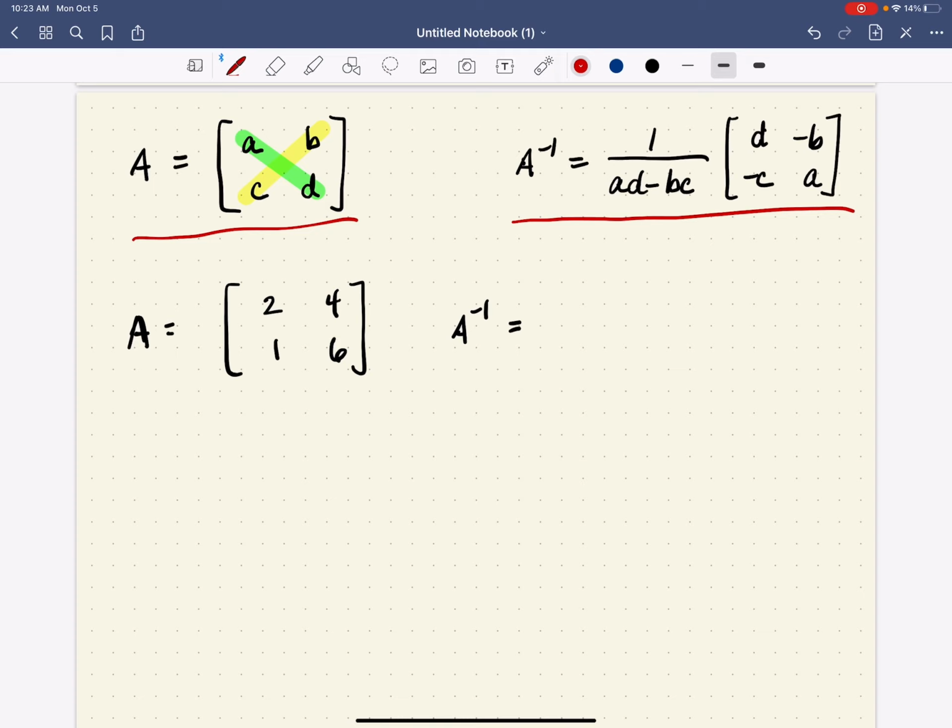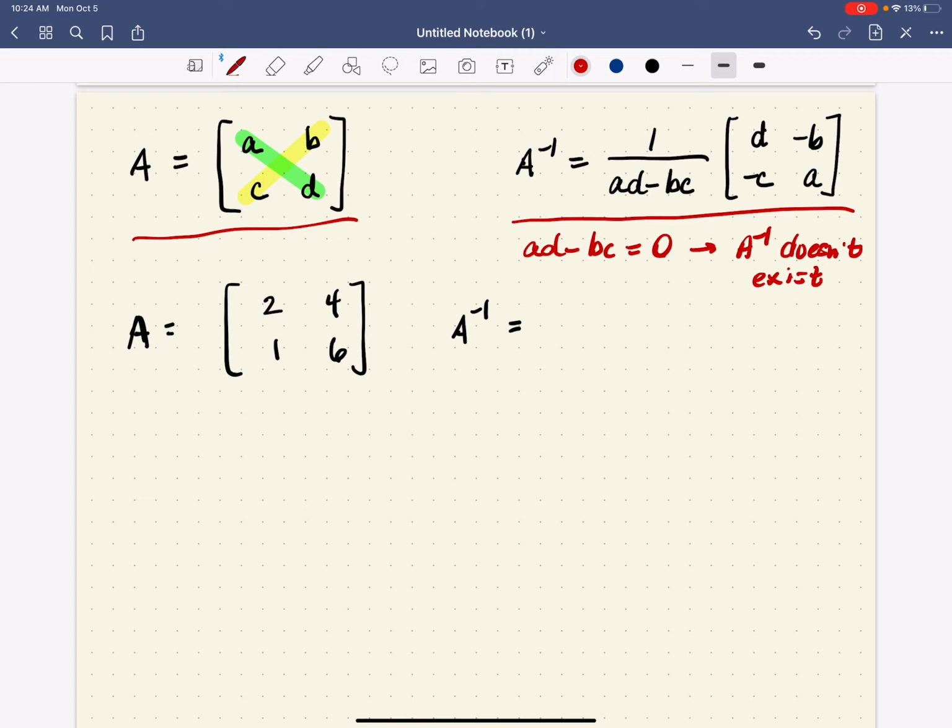One thing to notice is that if AD minus BC is equal to 0, this means A inverse doesn't exist. So if you get 0 for that quantity, it doesn't mean you did anything wrong. It just means that the matrix doesn't have an inverse. And that's the end of the story. So in that regard, it's really nice to see that there's a quick way to tell if a matrix has an inverse.